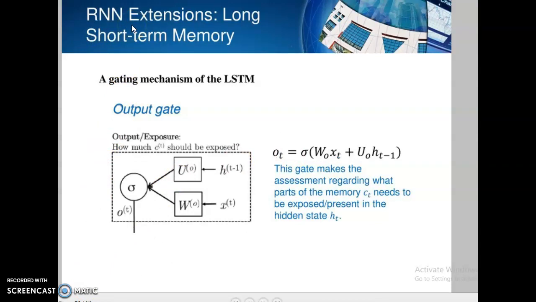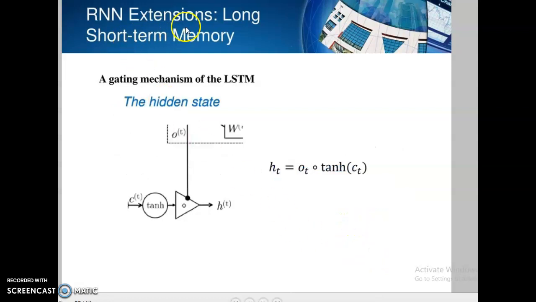RNN extensions, long short-term memory, a gating mechanism of the LSTM: output gate, output exposure. How much of C_t should be exposed? Sigma connects to o_t, from U_o, W_o, h_t-1 and x_t. So o_t is equal to sigma of W_o x_t plus U_o h_t-1. This gate makes an assessment regarding what parts of the memory C_t need to be exposed, present in the hidden state h_t.